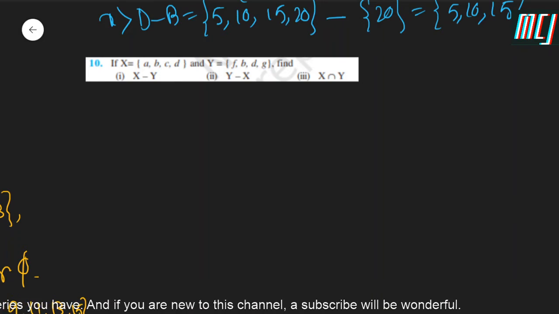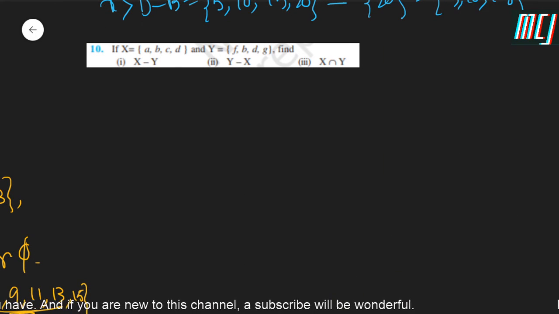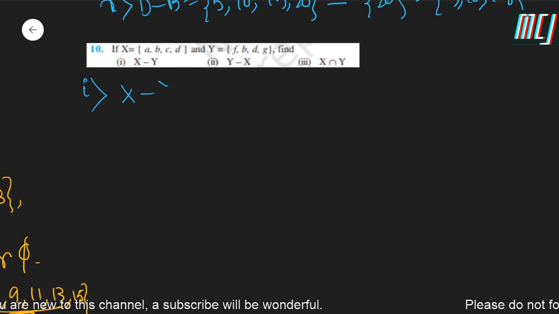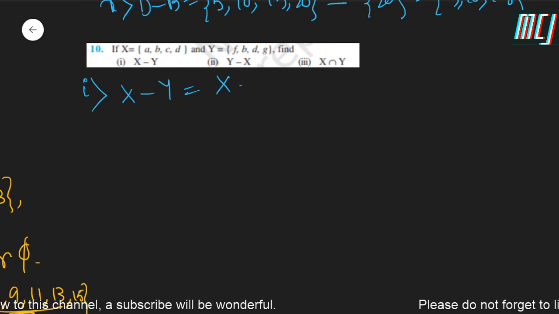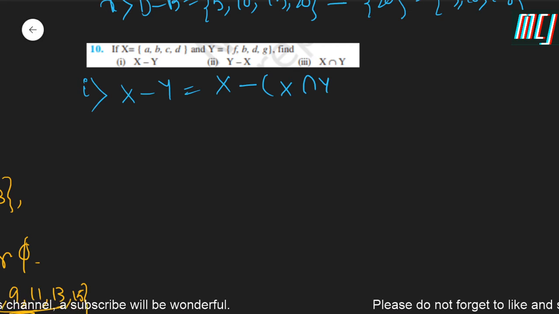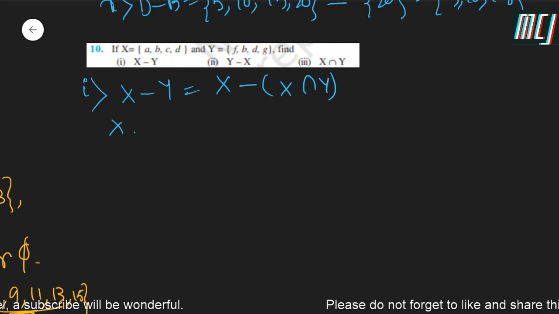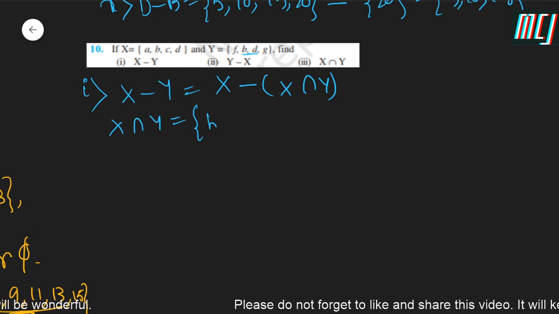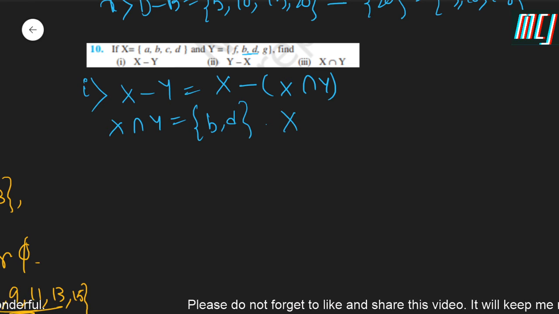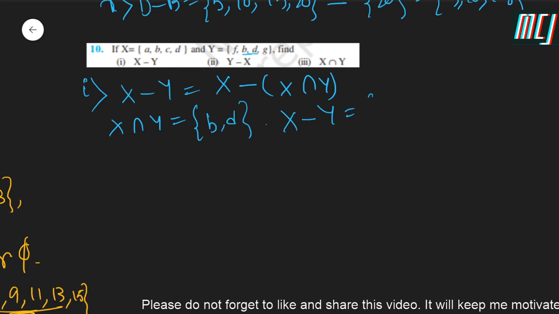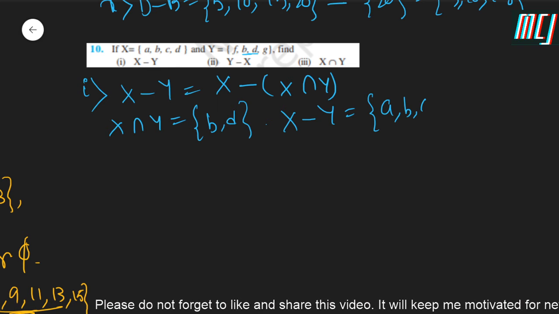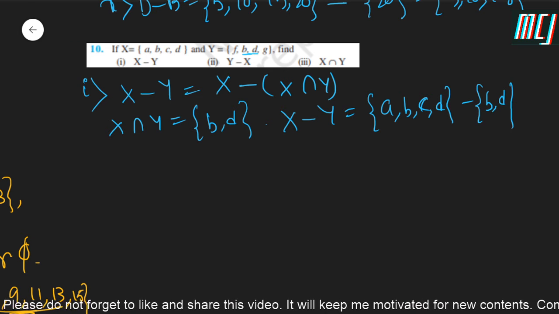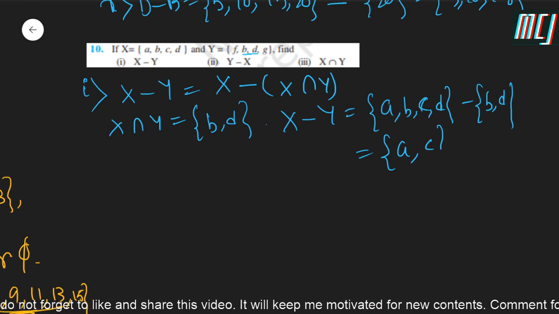Question number 10. Here what is saying, same thing, we'll just calculate the formula. If you remember, it will be very easy to calculate. X minus Y, that means X minus X intersection Y. So X intersection Y, that is only B, D. Now A, B, C, D minus set of B comma D. So this is A comma C.